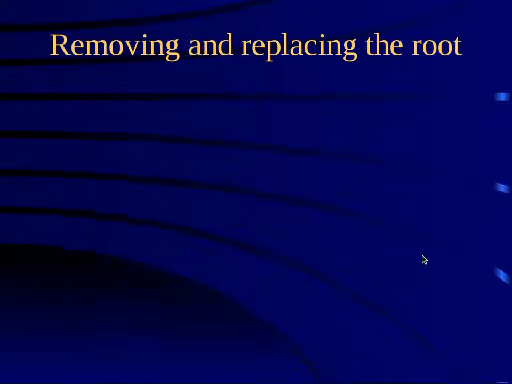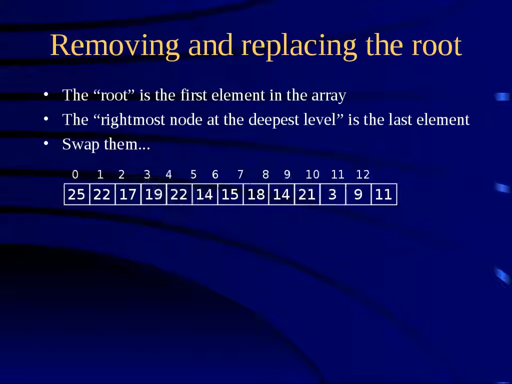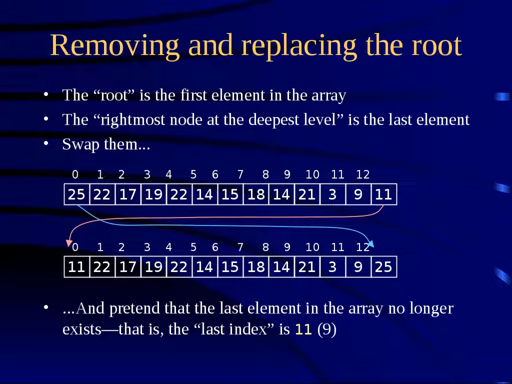The root is the first element of the array. The rightmost node of the deepest level is the last element. So you swap them. Literally, when you do a remove, you pass back that 25, and then you move the 11 and the 25 to each other, and then you decrease the size of the array.